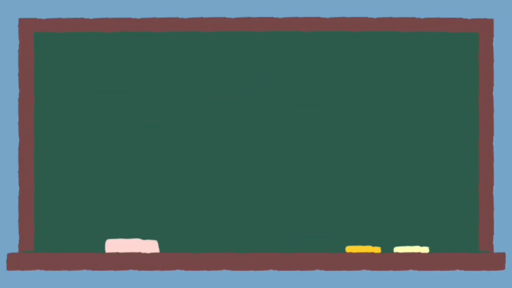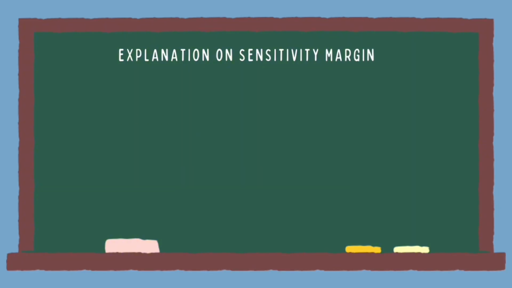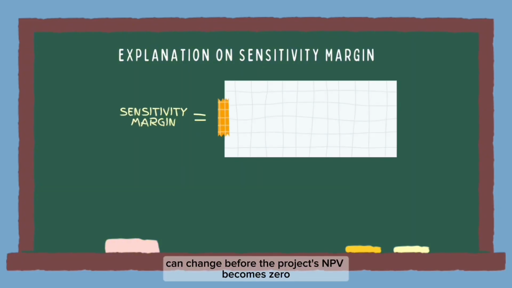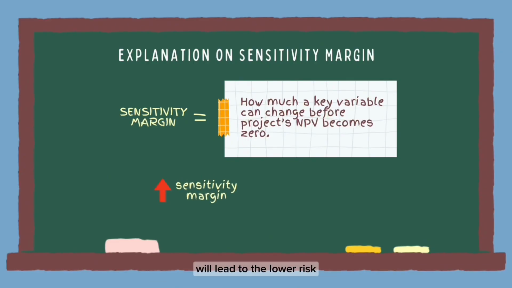with the discount rate. Alright, now let's look at working 3, which is the sensitivity margin. Sensitivity margin helps us understand how much a key variable can change before the project's NPV becomes 0. Please remember that the higher sensitivity margin will lead to the lower risk.